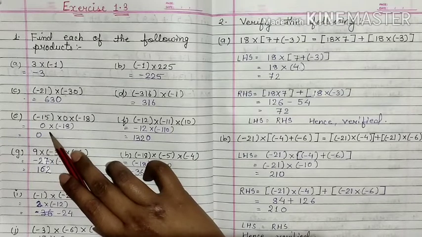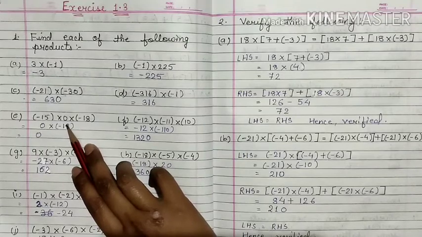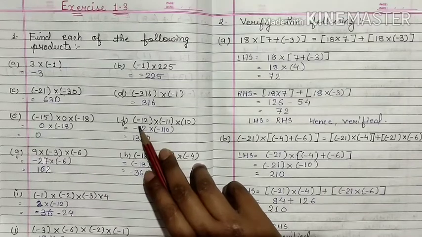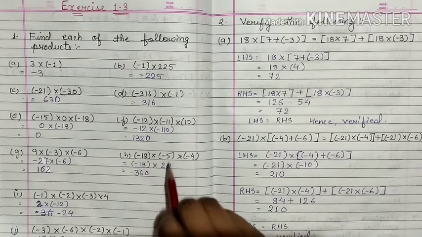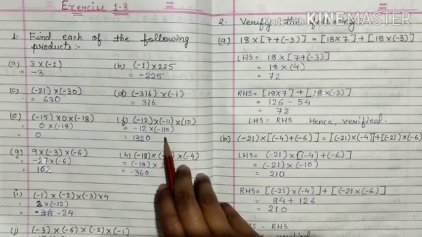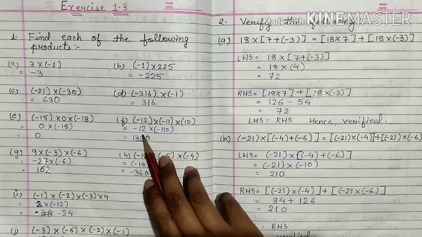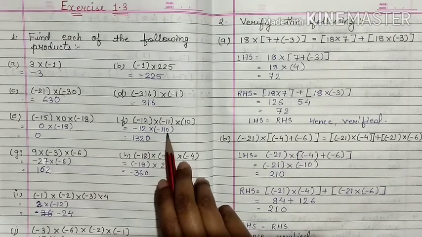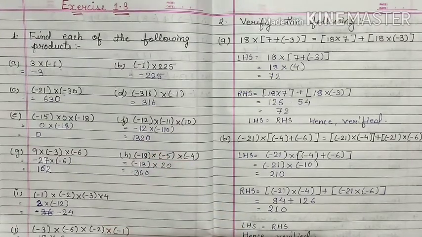(e) Minus 15 into 0 into minus 18. When we multiply a number with 0, the result will be 0. (f) Minus 12 into minus 11 into minus 10. First we multiply 11 by 10, which is 110. Then 110 into minus 12: 12 into 11 is 132 and 1 zero. Minus minus cancel. Then the answer will be 1320.